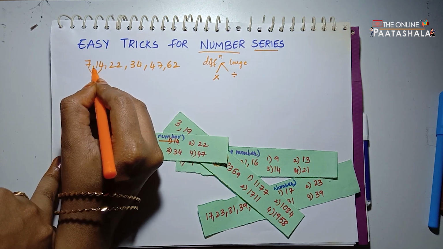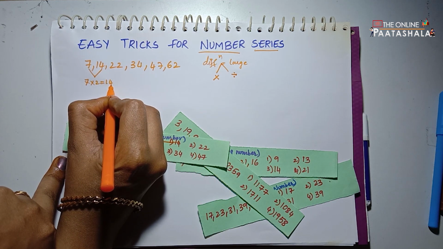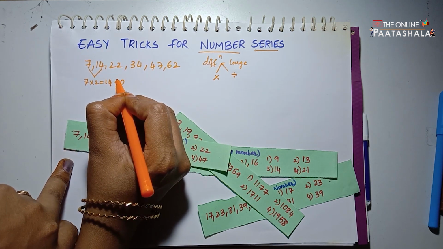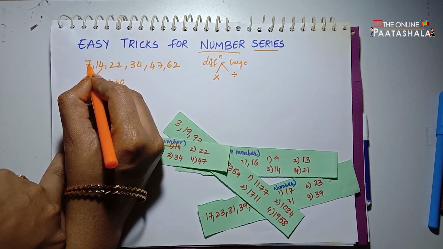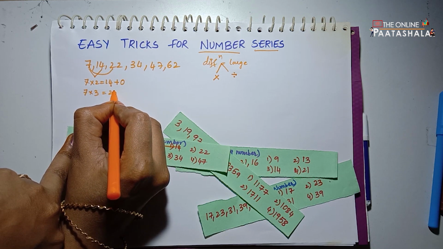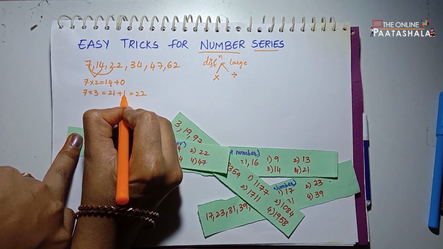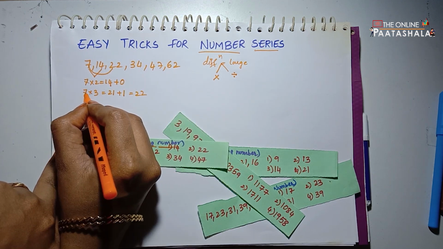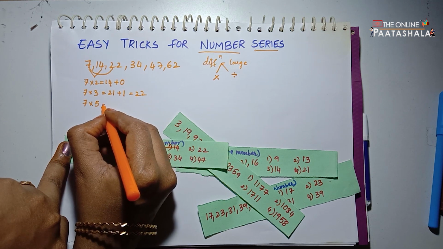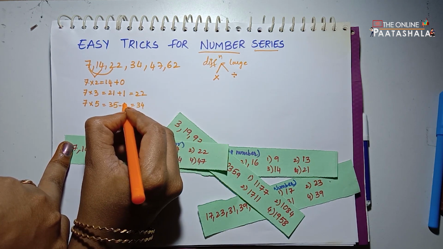Now what is given? 7 and 14. 7 2s are 14. Is anything added? It is not added, so it is 0. After that, 7 3s are 21. How did 22 come? By adding plus 1 to 21. Next, 7 5s are 35. We need to get 34. How are we getting it? Minus 1.